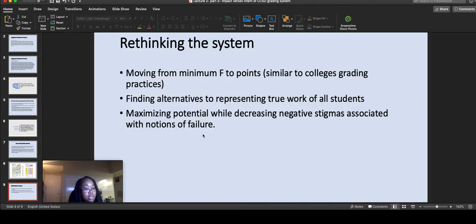So rethinking the system, and this is a really short lecture, but moving from minimum F to points means maybe teaching students that each thing that they do has an accumulation of points, and not in a way of penalty, just in a way of progress. Finding alternatives to representing the true work of all students based in the balance that they kind of suggested within the balanced assessment system, and then maximizing potential while decreasing negative stigmas associated with notions of failure. You know, students at the secondary and elementary level are really learning how to be scholars. They shouldn't be penalized for the learning process, but they should be held accountable for what they're doing.